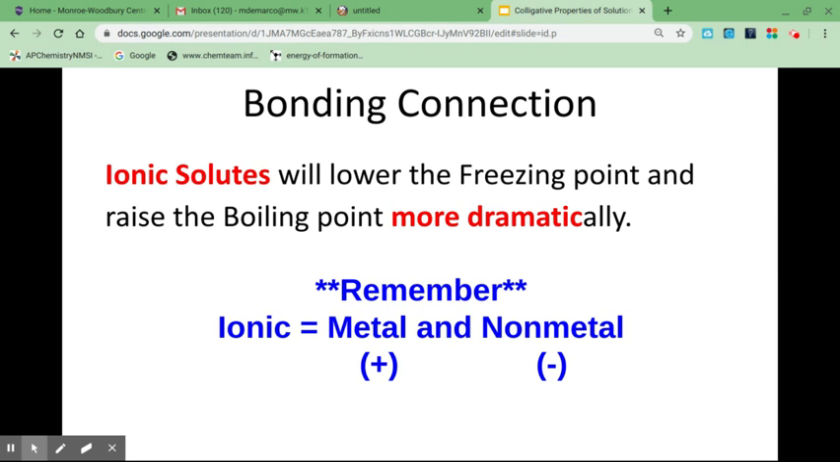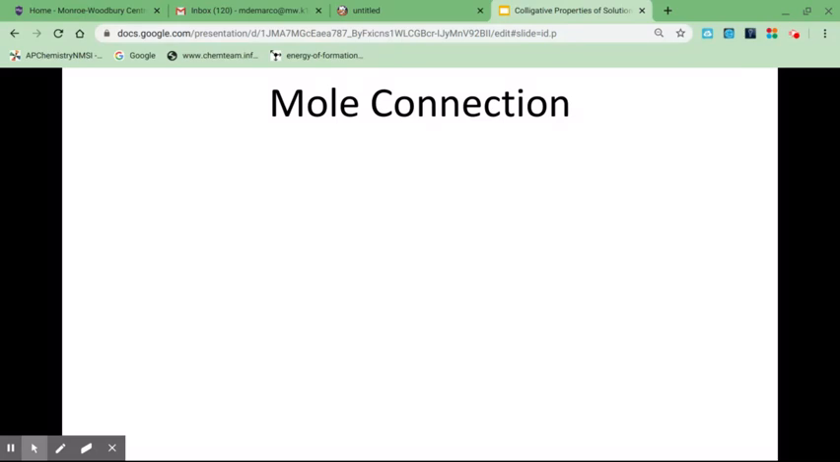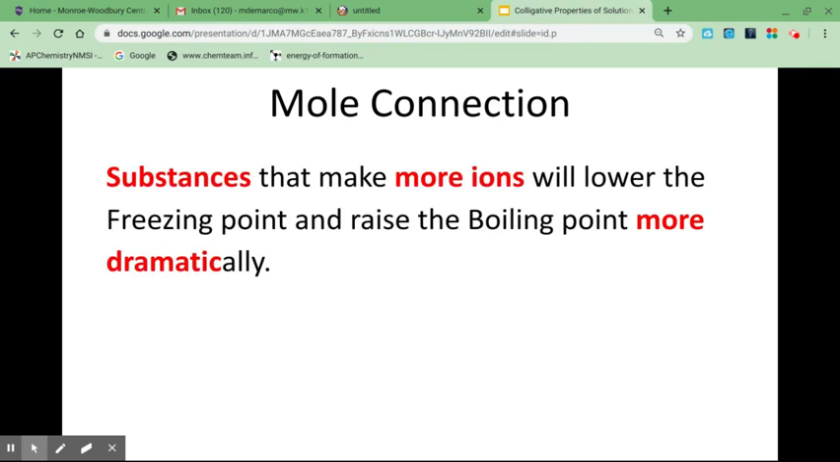So sometimes the questions are very simple. If I know which is the one that's ionic, it's easy to pick out. However, they also tie in the mole connection. Remember, mole connection, moles represent number of molecules, number of things going in. So in these problems, we also have to worry about the amount. As the substance makes more ions, it's going to lower the freezing point and boiling point more dramatically.